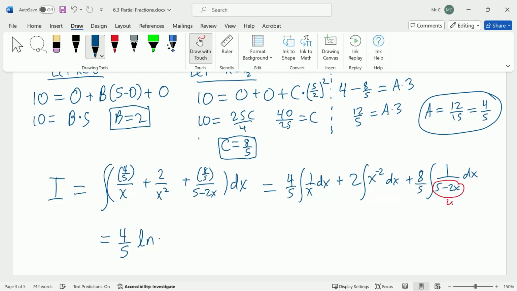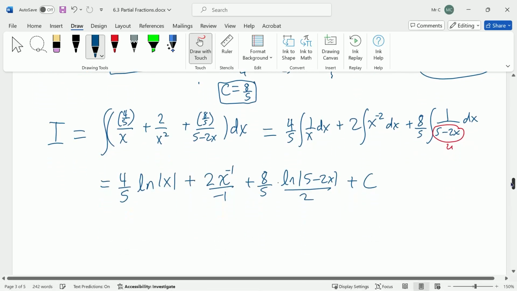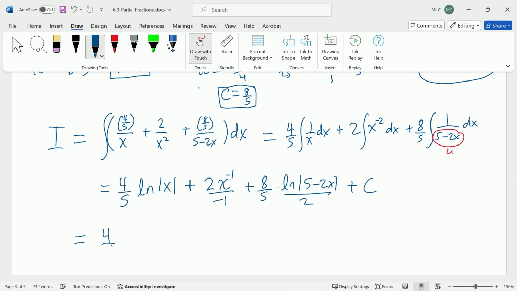So this becomes 4/5 times ln of the absolute value of x for my first integral, plus 2 times x to the negative first power over negative 1 for the second, plus 8/5 times ln of the absolute value of 5 minus 2x divided by 2, plus a constant. And I'll just clean this up slightly more. 2 divided by negative 1 is negative 2. Instead of x to the negative first power, I'll write that as 2 over x. Plus 8 over 5 times 2, that's 8/10. But 8/10 is 4/5.